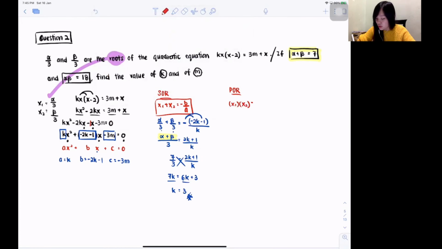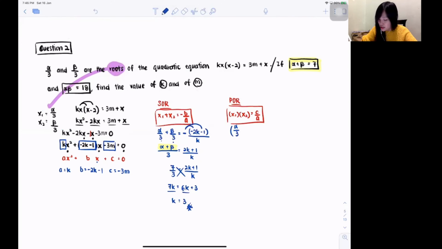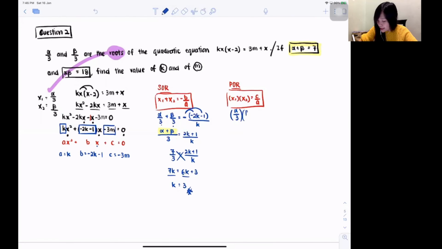You're going to find m also, right? Let's continue with POR. SOR, POR, one set one. So POR is product of roots, yeah? x1 times x2 equals c over a. I just sub accordingly. My x1, x2 is here, which is alpha over 3 times beta over 3, equivalent to c over a. C and a, sub inside.